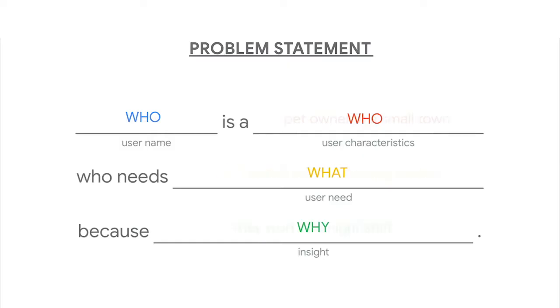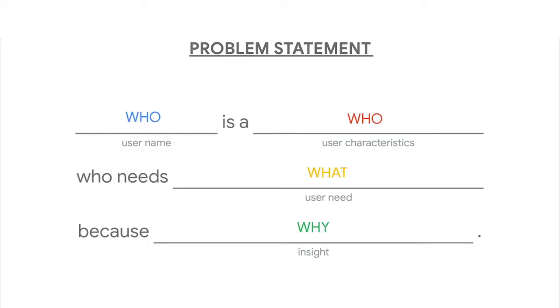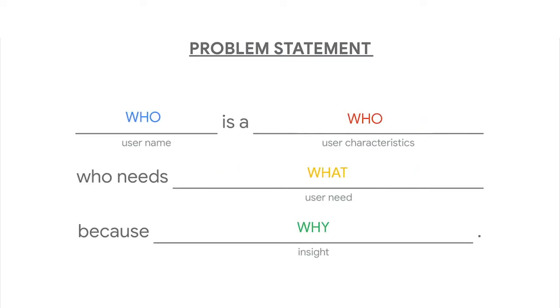The second part of the problem statement, find and schedule a dog walker, describes that need or problem that our user Drew is facing. The problem will guide the solution that we need our product to provide, or as we're calling it, the what. And the third part of the problem statement, because they work the night shift, describes an insight about our user that might inform our design. In this case, our dog walker app helps people find care for their animals when they're at work or otherwise busy.